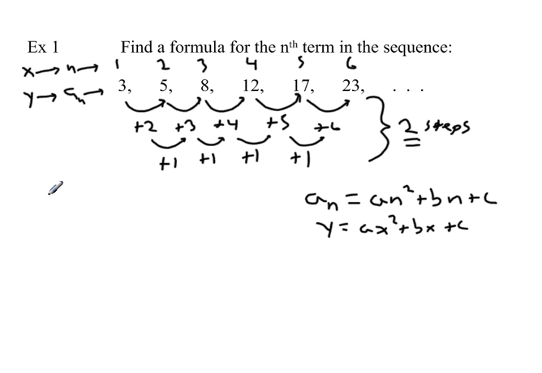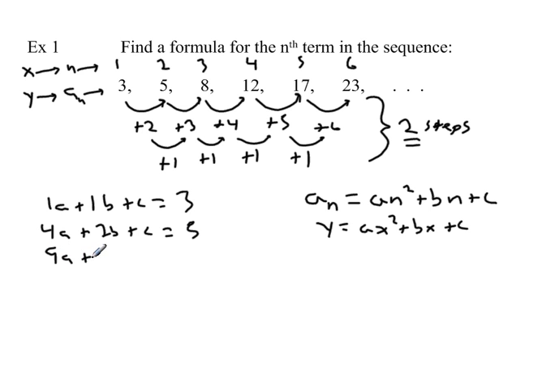So 1 squared is 1 times a, plus 1 times b, plus c equals the y value, which is 3. Let's plug 2 in place of x here. If we plug 2 in there, we get 2 squared, which is 4, times a, plus 2b, plus c equals 5. And let's plug 3 in there. If we plug 3 in there, we get 9a, plus 3b, plus c equals the third term, which is 8.